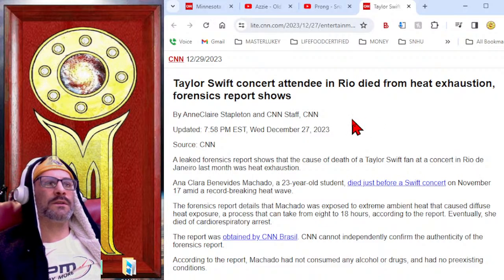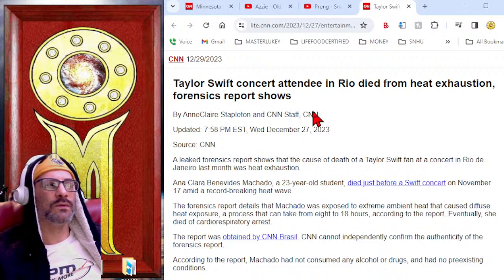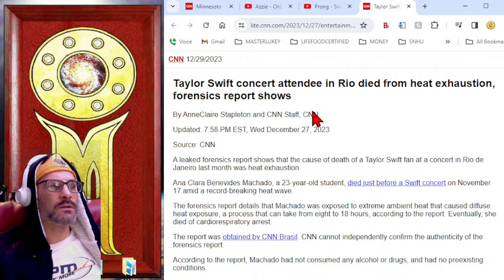Taylor Swift concert attendee in Rio died from heat exhaustion. Oof. Not all doctors are money driven, but I understand that some are.